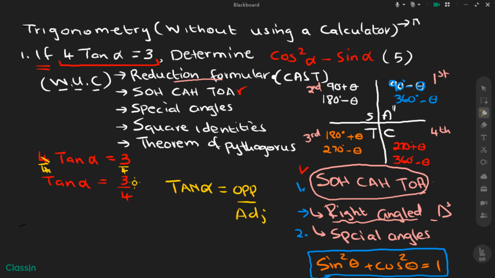So meaning that 3 is the opposite side and 4 is our adjacent side. So now, tan alpha equals 3 over 4. Now you draw a triangle. Triangle, how is even a right angle triangle.